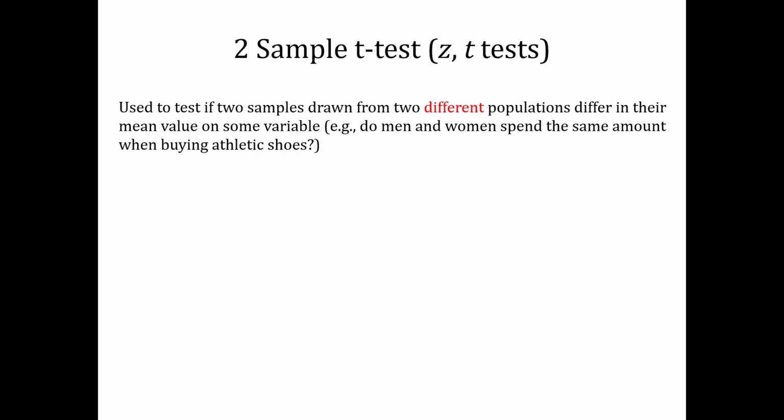Let's look first at the two-sample t-test. The basic idea is that there are two separate samples drawn from two different populations, and we test if the means from the two populations are different. The null hypothesis is that the means of the populations are equal, that is, there is no difference in the population means.